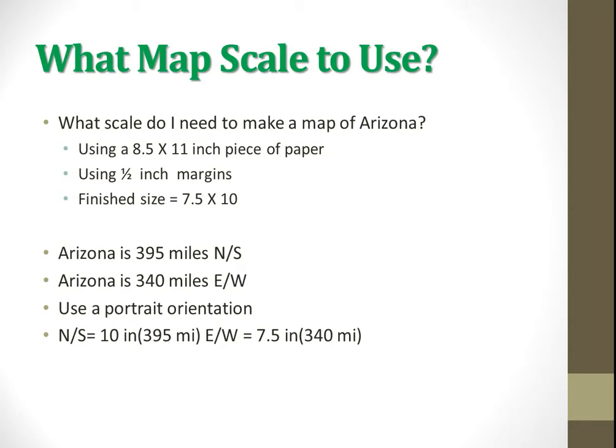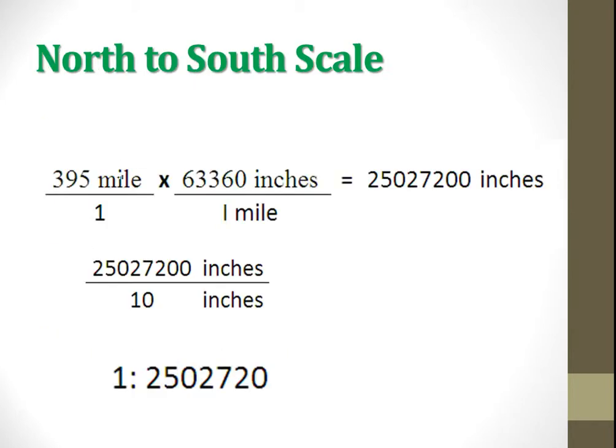So I'm going to set up my 10 inches. I have to be able to get this 395 miles somehow on that 10-inch piece of paper, and my 340 miles on my 7.5 inches of paper. So I have to figure out what is the relationship between those, or how much reduction needs to happen to get this on that size piece of paper.